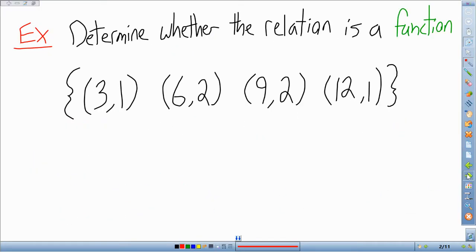So on this problem, this one's really simple, because if you notice, all of our inputs, our x values, are unique. We have a 3, a 6, a 9, a 12. So when it comes to the outputs, there's only a single output. When I have 3 as x, I only have one output as y. When I have 6 as x, I only have one output as y.